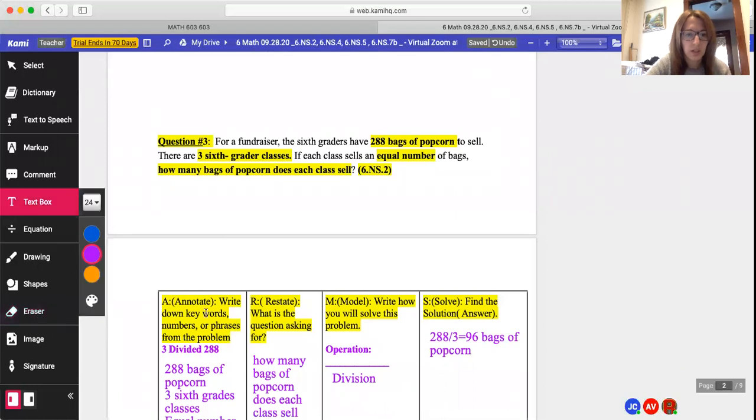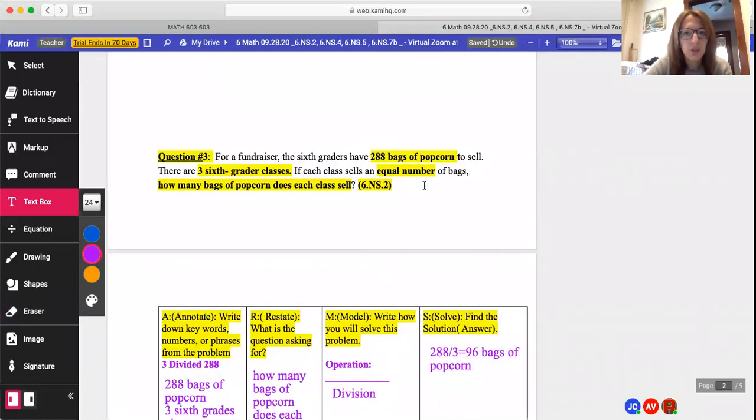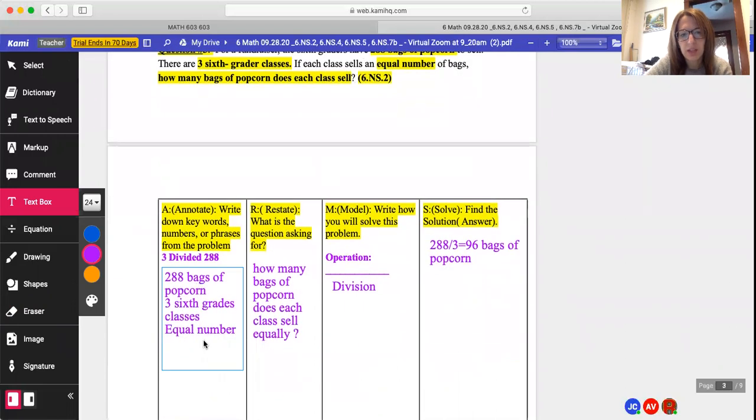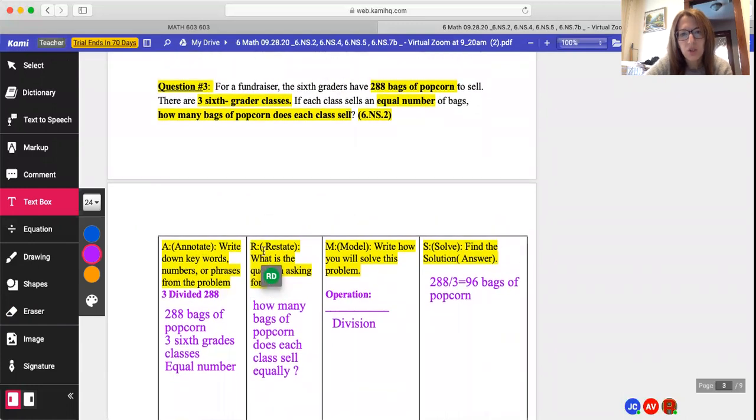For question 3, it says, there are 288 bags of popcorn to sell. There are 3 6th grade classes. If each class sells an equal number of bags, how much popcorn does each class sell? Right off the bat, 288 and 3 6th grade classes are key info. I wrote that down, an equal number. As Mr. Rudy wrote, what is the question asking for? It's asking for you to say how many bags of popcorn did each class sell equally. Clearly, you have to divide. You divide 288 by 3, and you arrive at 96 bags of popcorn.